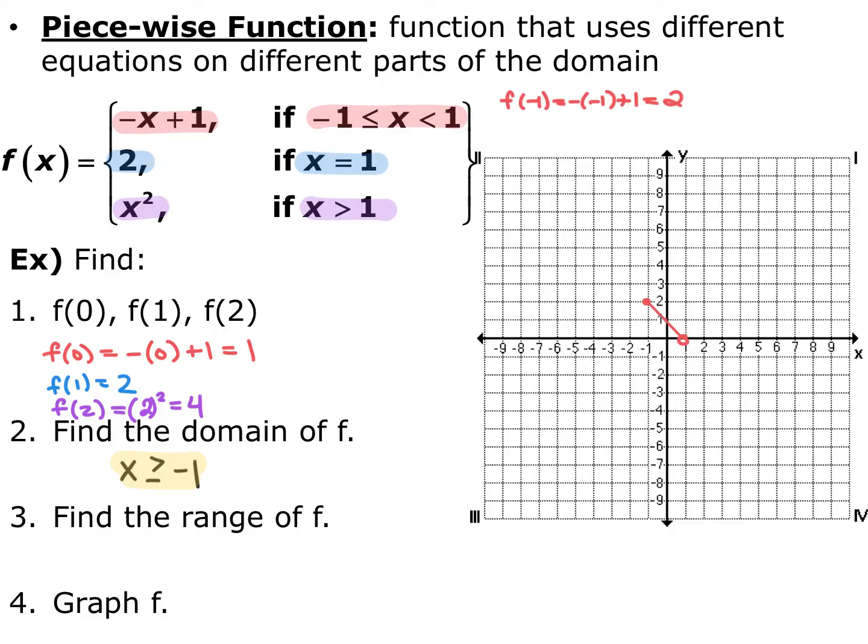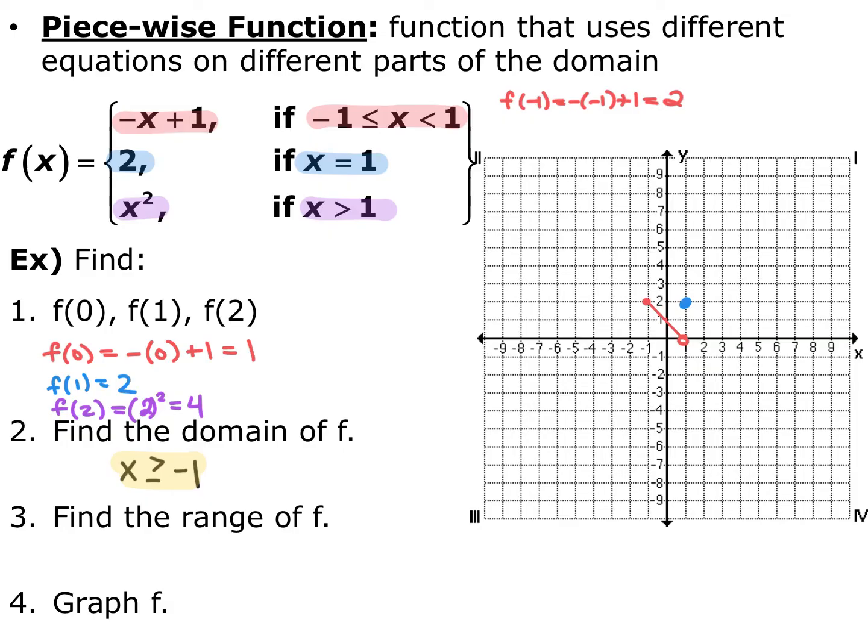I plugged in negative 1 into the function in this part just to see what my endpoint would be. So negative 1 comma 2, and then I know I have a slope of negative 1, and I'm going to go all the way until x equals 1. I want to include x equals negative 1 in that part of the function, so I'm going to have a closed circle here. But at x equals 1, I don't want to include it in this part of the function. I want everything up to but not including that. So therefore, I'm going to put an open circle that denotes that it doesn't actually exist at x equals 1.